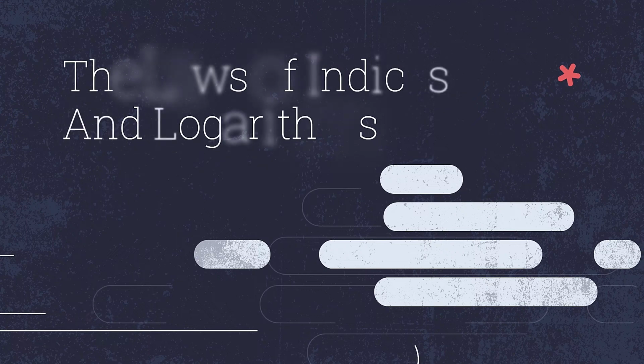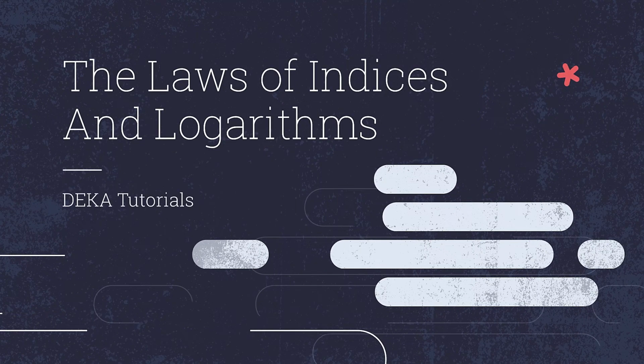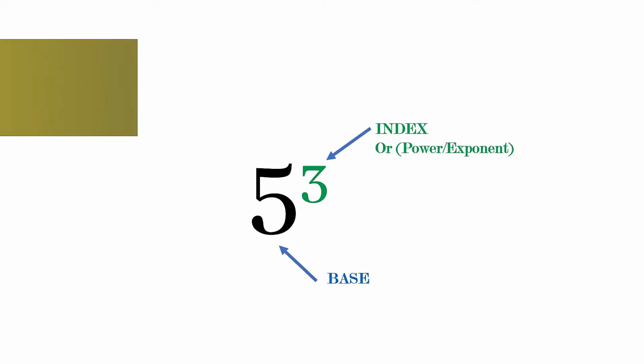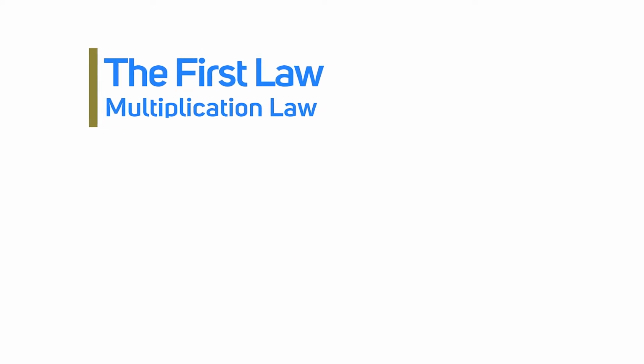Now we are going to look at the laws of indices and also make comparisons with the laws of logarithms. An index can also be called a power, or sometimes it's called an exponent. I'm going to start with the first law of indices, or what we call the multiplication law. We have a to the power of m and we multiply it with a to the power of n. The result here will be a to the power of m plus n.